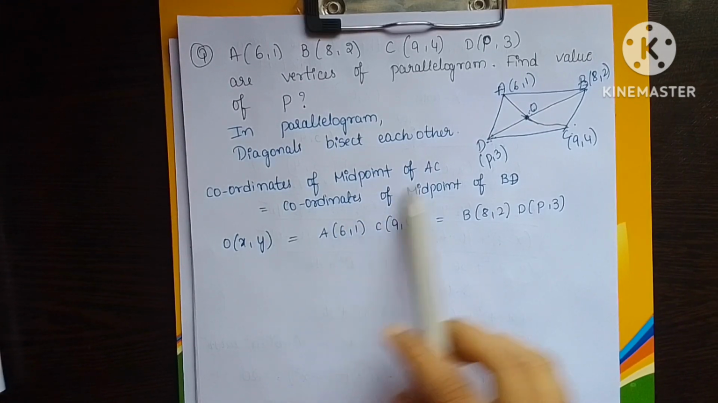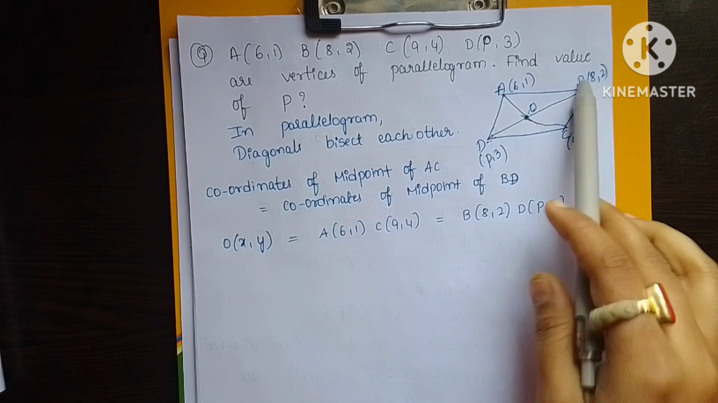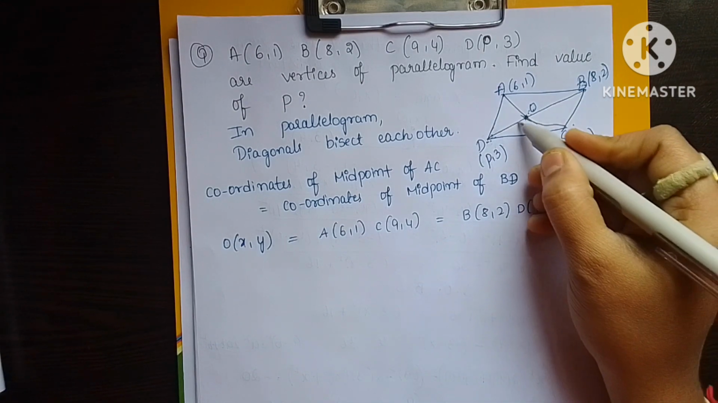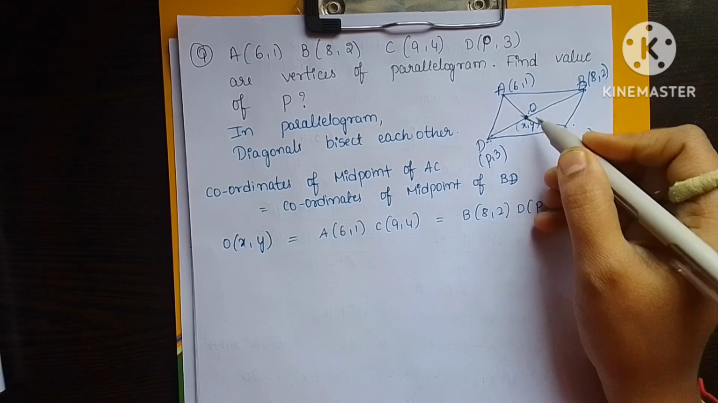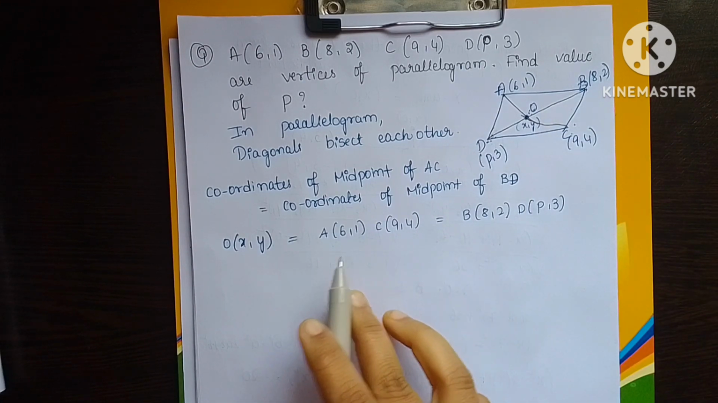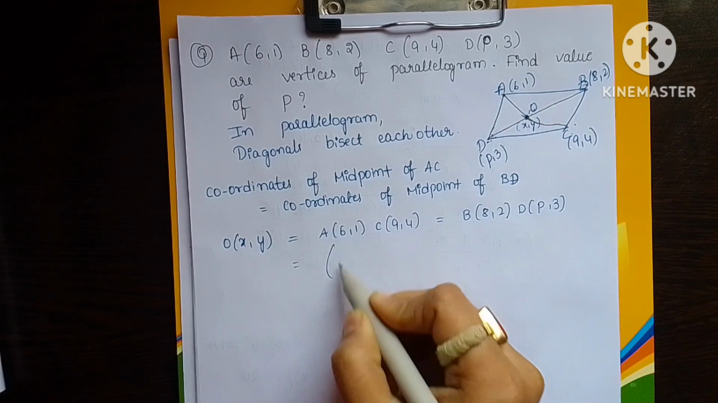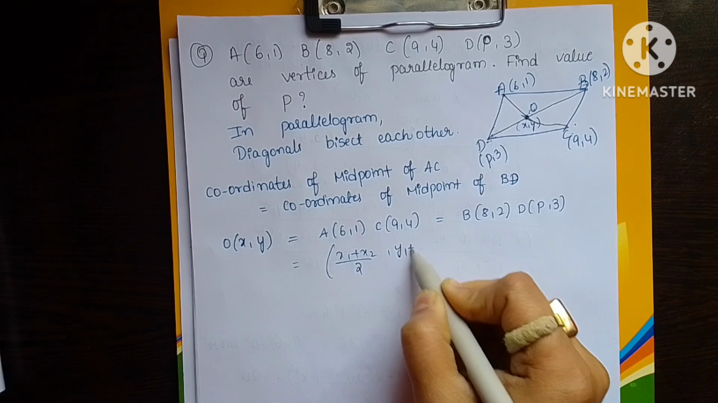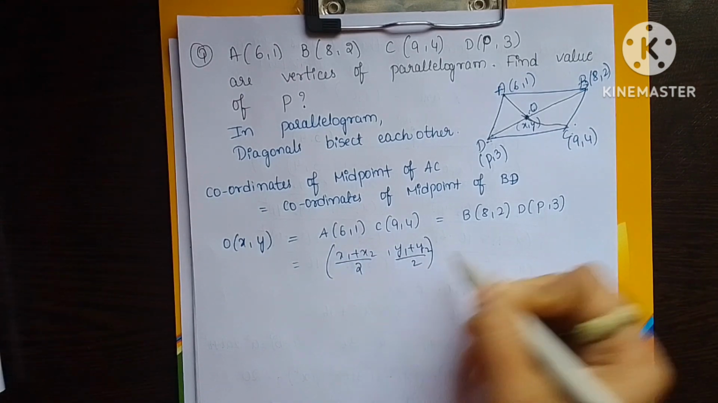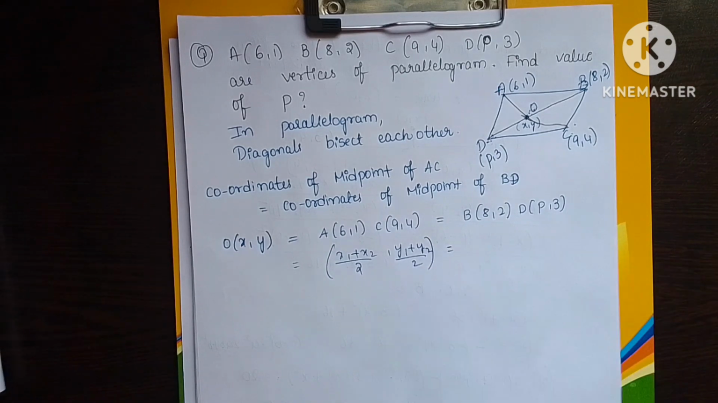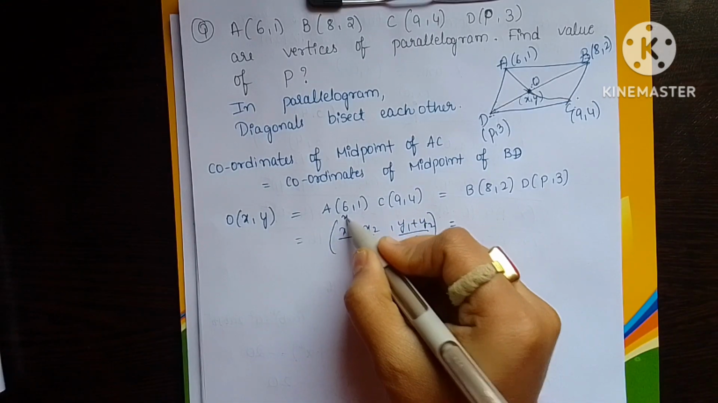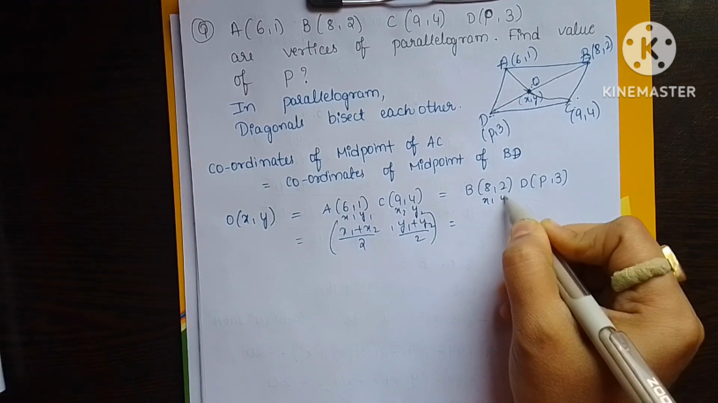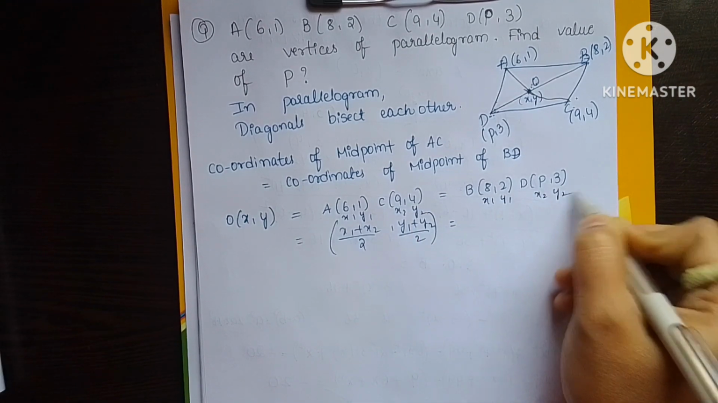We have to find out the midpoint of AC and then BD from the origin X, Y. Let us be this X and Y. So find out the midpoint. What is the midpoint formula? X1 plus X2 by 2, comma, Y1 plus Y2 by 2. So substitute here. This is X1, Y1, X2, Y2.